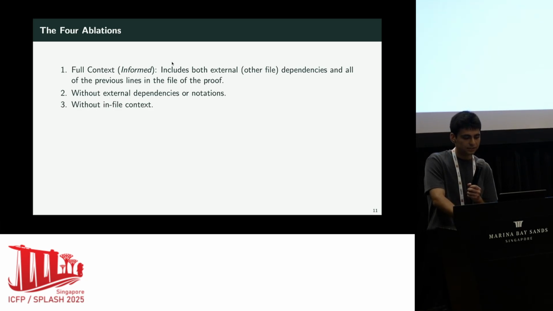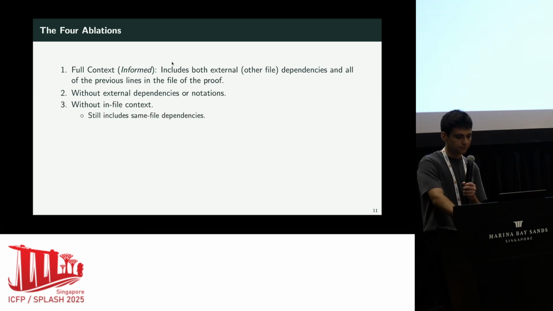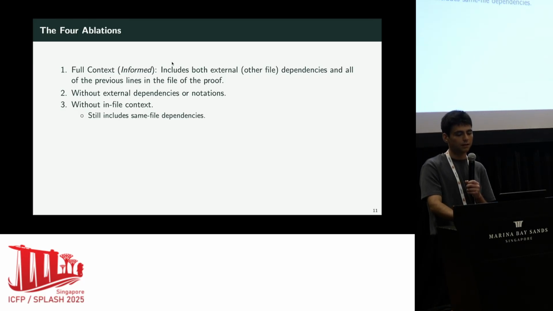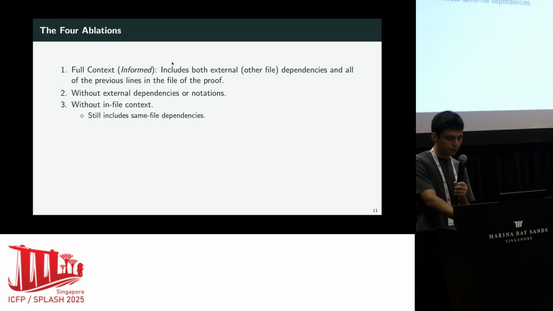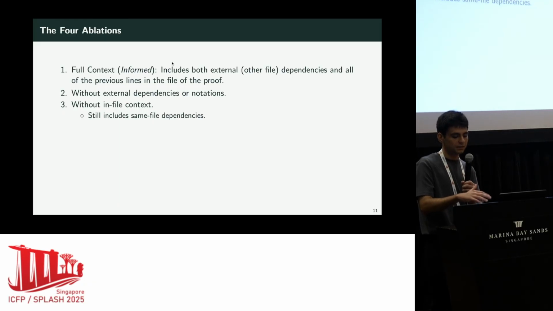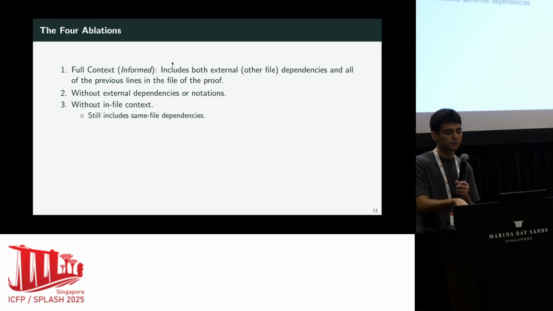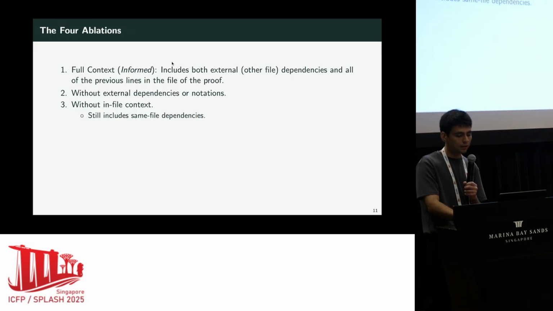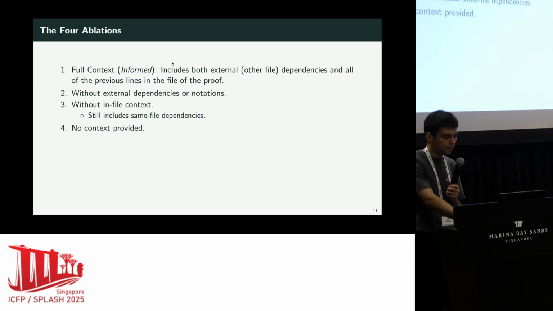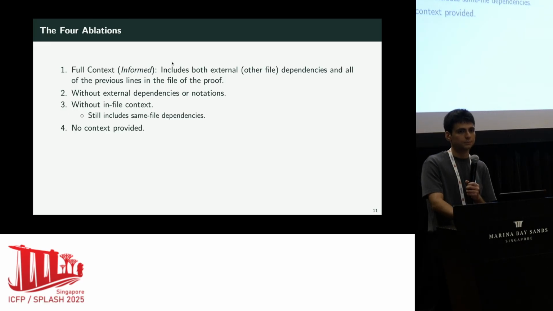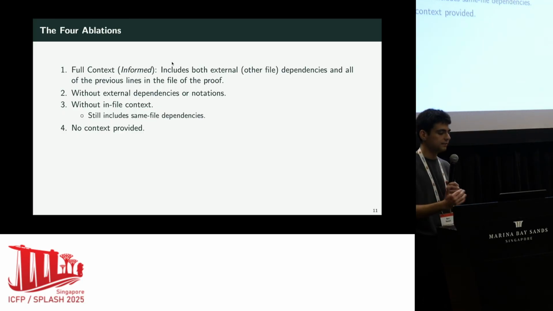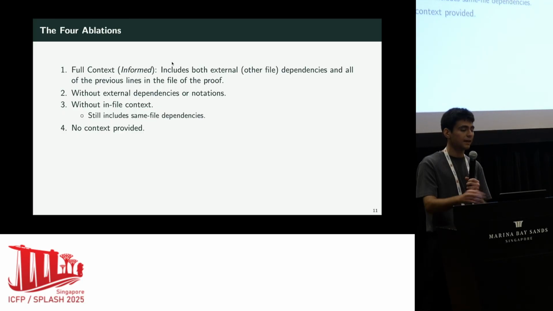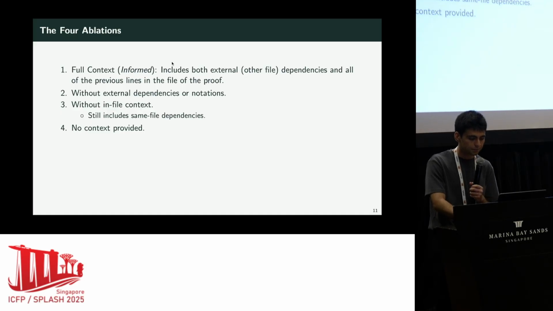The third evaluation is without in-file context, which still includes the same file dependencies. So even if you have different dependencies in your current file, we include them as long as they're in the same file, even though we're in the in-file context. And for the fourth one, we have no context provided at all. So we just give the LLM the proof and the signature, and we ask the LLM to complete the proof.